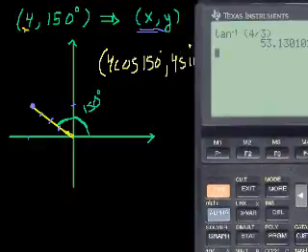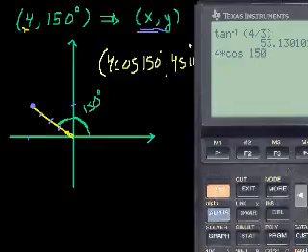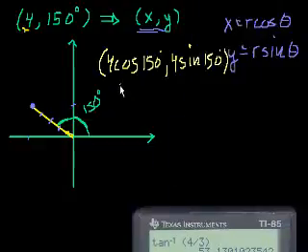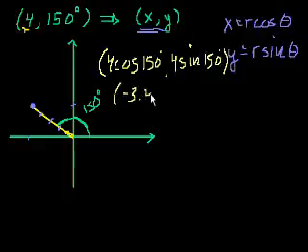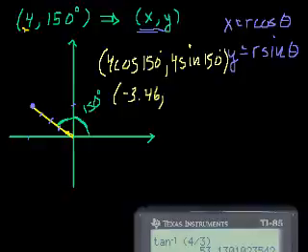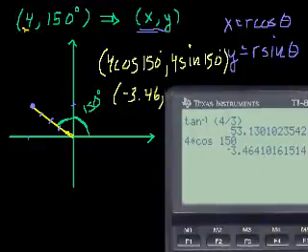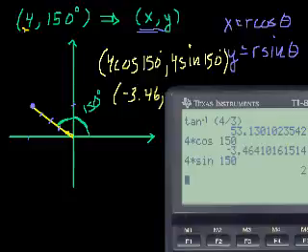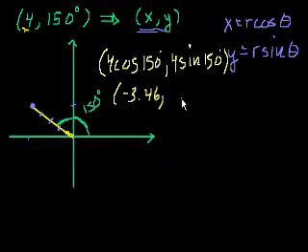Okay. So let's see. 4 times the cosine of 150. And make sure your calculator's in degree mode. You don't want to make it think you're saying 150 radians. So it's minus 3.46. So the x-coordinate is minus 3.46. And what is the y-coordinate? It's 4 times sine of 150 degrees, which is equal to 2.